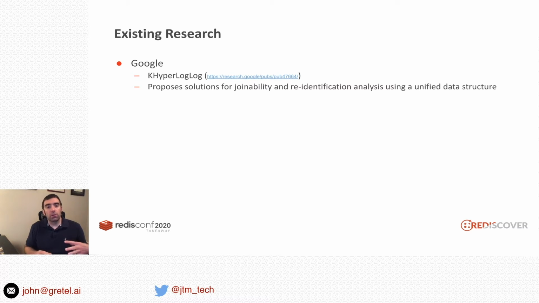So we'll talk a little bit about some existing research in the field. Google was kind of the basis for this, and they have an excellent paper that discusses two major approaches to privacy analysis. The paper is based around this notion of a K-HyperLogLog, which is a new data structure that they proposed for doing two things. One, for determining joinability between data sets, and then second, to do re-identification analysis.